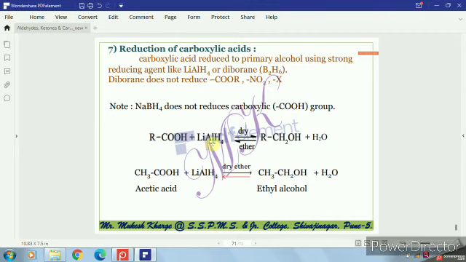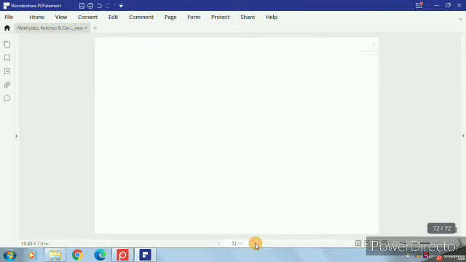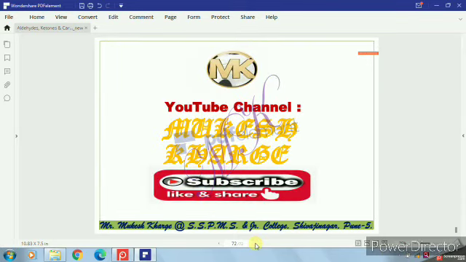So RCOOH reacts with lithium aluminum hydride in presence of dry ether, which is used as a solvent. Then this CO group gets converted to CH2. So we get alcohol plus water. So acetic acid reacts with LiAlH4 in presence of dry ether, it gives ethyl alcohol. CO gets converted to CH2, plus water. So this is about the reaction.